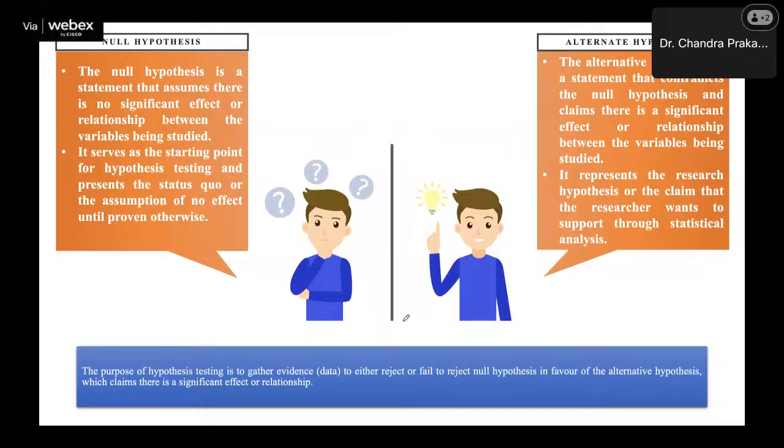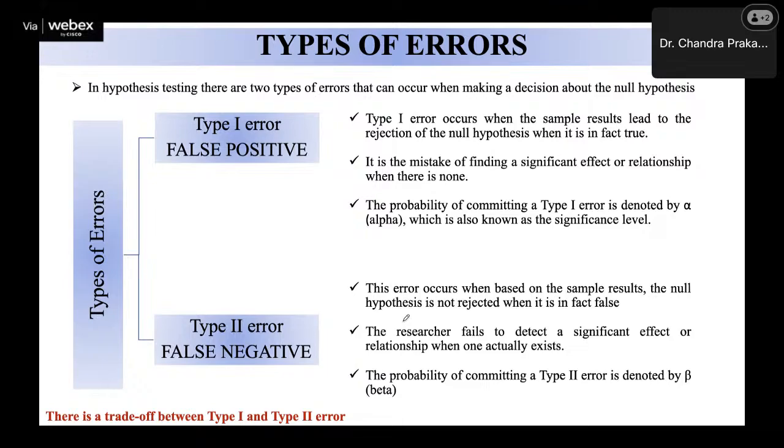If there are contradictory to this, then we say that, okay, we go with the alternate hypothesis. So the purpose of hypothesis testing is to gather the data or evidence to either reject or fail to reject the null hypothesis in favor of the alternate hypothesis. As I told you, we also need to see how to deal with these errors. So there are two types of error: Type 1 error or Type 2 error.